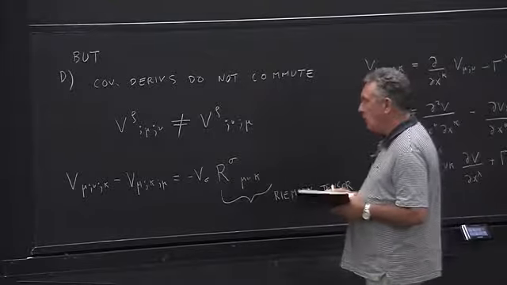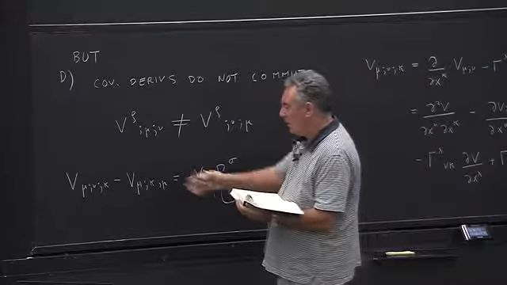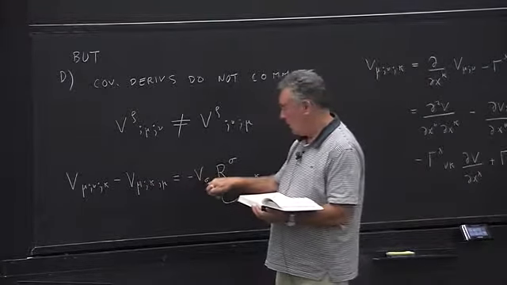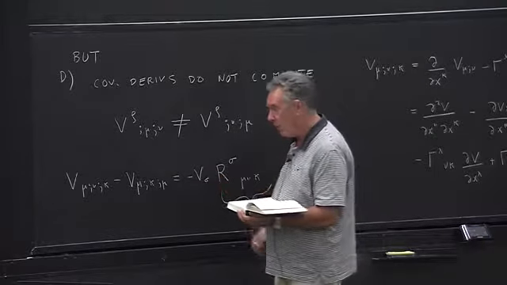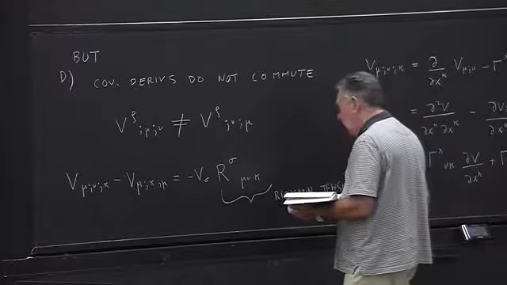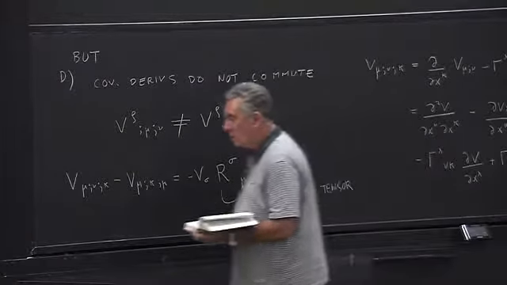And you can see it's a tensor because the left-hand side of the equation is a tensor and V sigma is a tensor. So that means whatever this is has to be a tensor. And it's built out of gammas and their first derivatives.